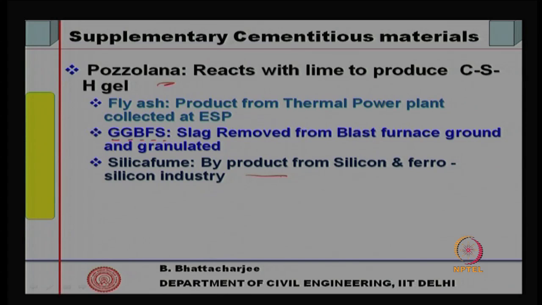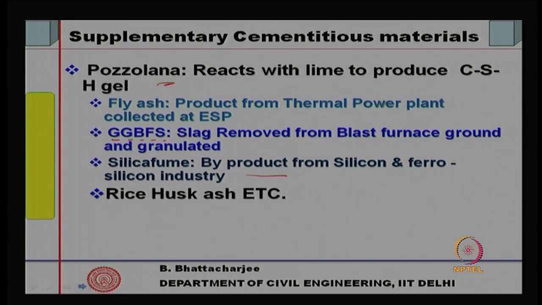Besides that, silica fume is a relatively recent addition to the classes of pozzolana. This comes from silicon and ferrosilicon industries, where quartz is heated to temperatures as high as 1800 degrees centigrade to obtain pure silica, and the fume that comes out when it is condensed is called microsilica. It contains largely silica, silicon dioxide alone. The other materials are very small, and the size is extremely fine.